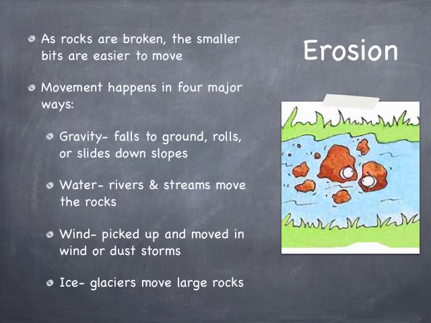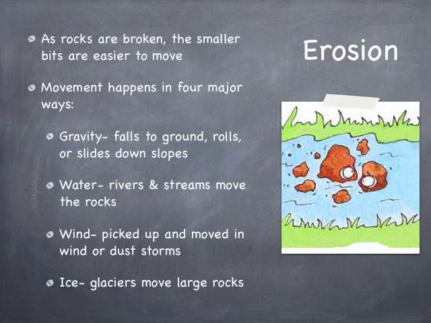The movement happens one of four ways. Usually it's gravity, because gravity is something that you can't get away from. This is when stuff falls to the ground or goes down a slope. Water, obviously, if it's in a river or a stream, it will carry it. Wind, we kind of talked about with the weathering. So if the weathering was wind-based, the erosion will also be wind-based.